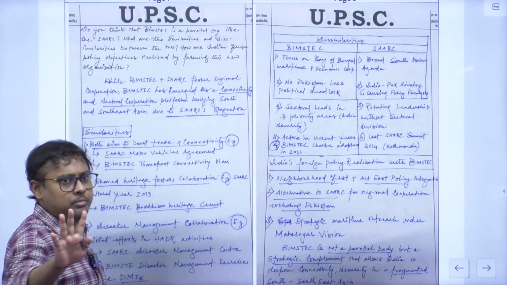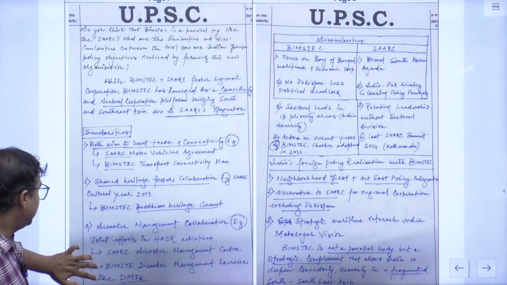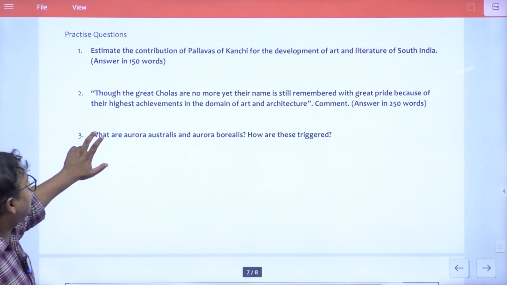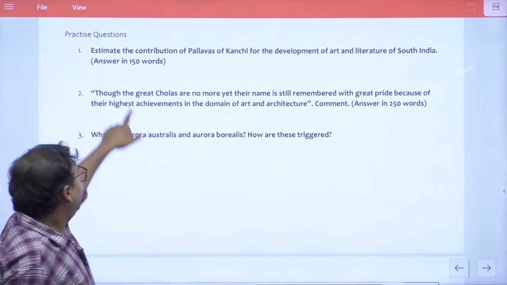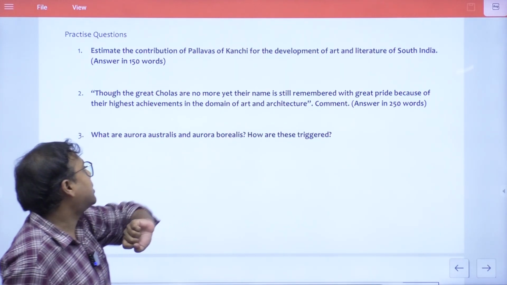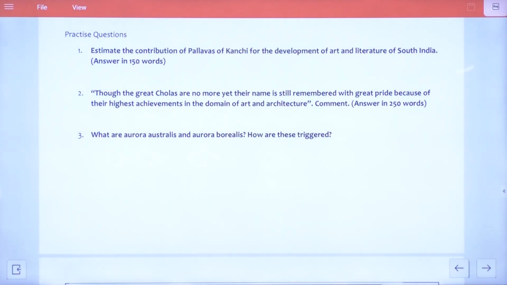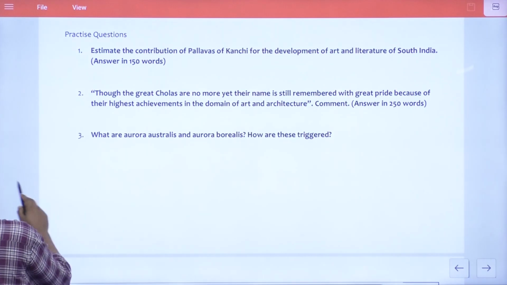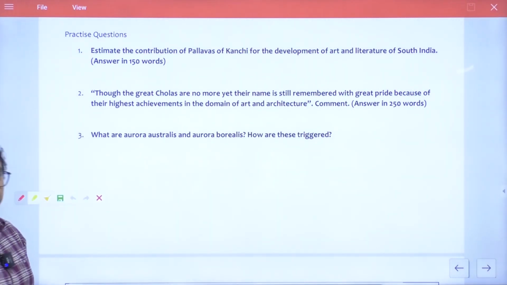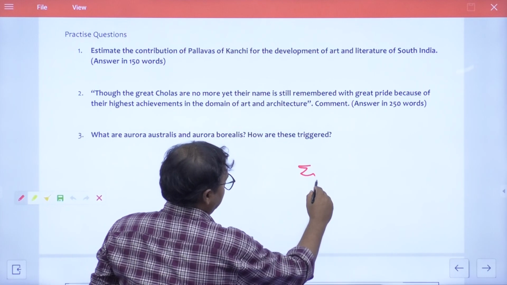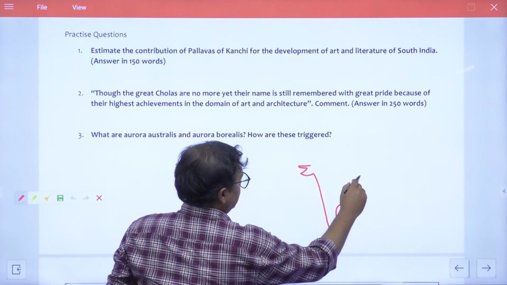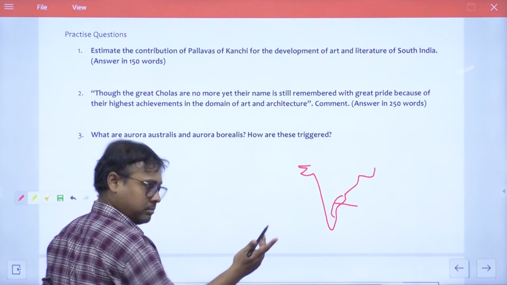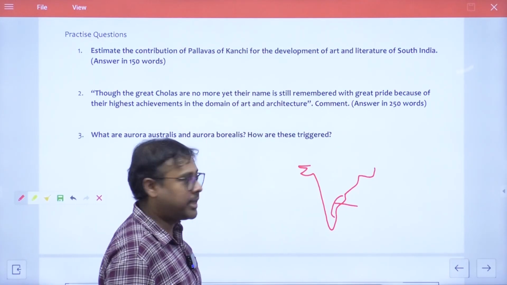एक जल्दी से like 5 minutes we'll do this exercise. 5 मिनट में, ठीक है. आप मुझे सिर्फ बता दो यहां पर कौन कौन सी इमेज. Your question. Estimate the contribution of Pallavas of Kanchi for the development of art and literature of South India. So what kind of infographic or what kind of maps or what kind of diagrams can we give here? Tropical cancer के नीचे. हाँ, मतलब something like this, and then we can show Pallavas. ठीक है. So don't have to give the entirety.